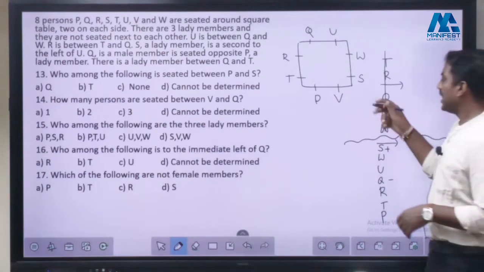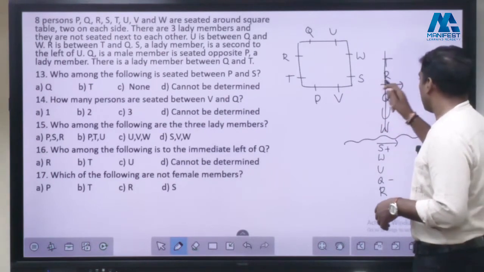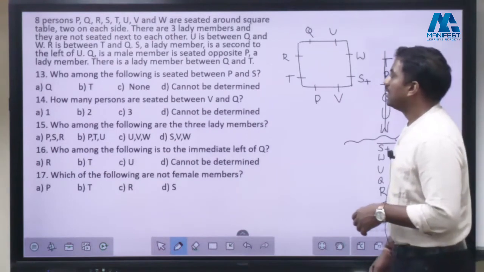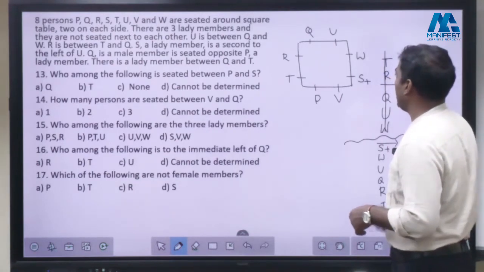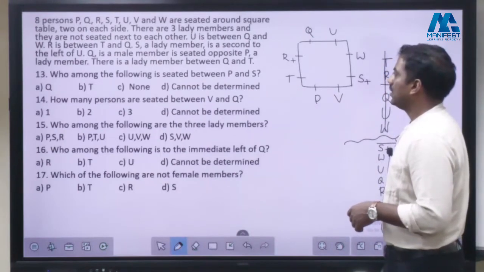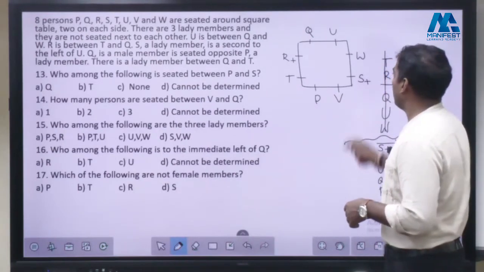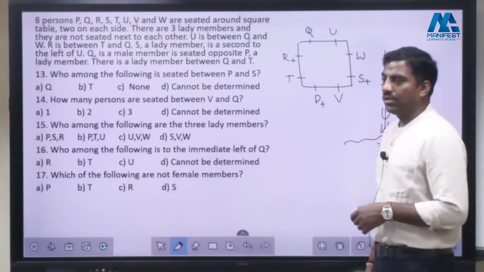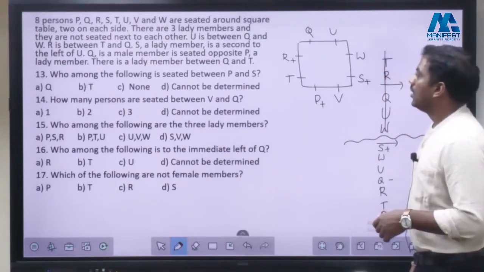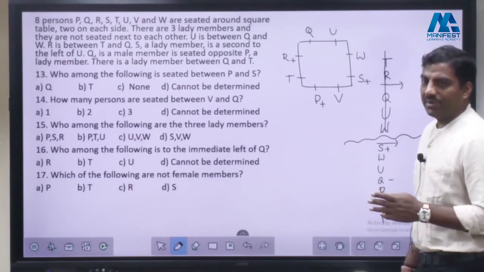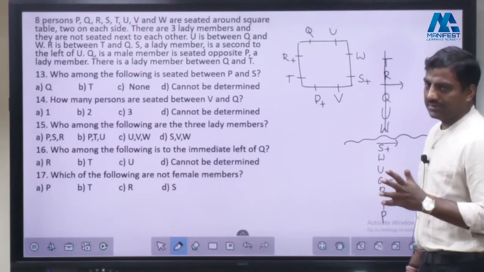Now, S is a female member. Then, there is a lady member between Q and T, R. Then, P a lady member. This is it. Then, done. 3 lady members and 5 male members.